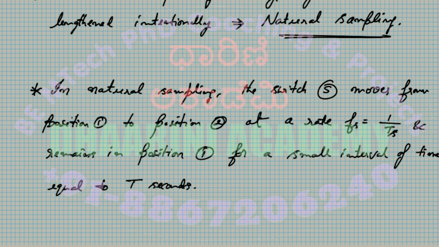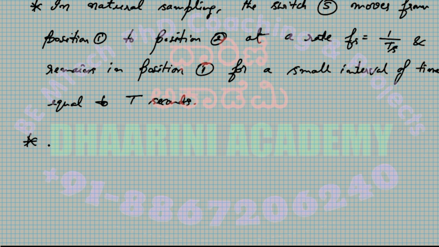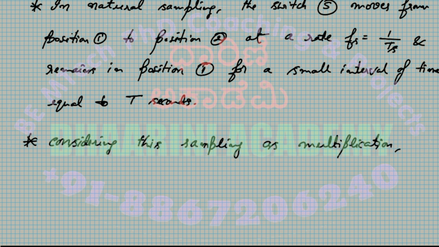Now let us try to visualize this in a different way. What are the various aspects we have here? If I try to visualize this whole process as a multiplication, let's consider that now. That's the other view of the whole process. So I can write, considering this practical sampling as multiplication. Why are we trying to bring the concept of multiplication here? Because everything we studied so far was a multiplication.